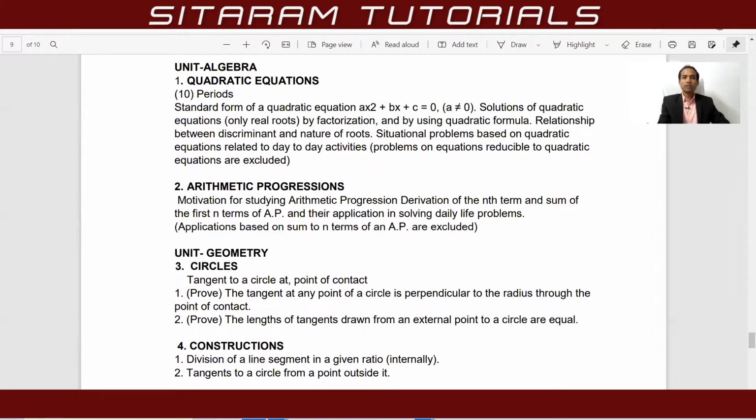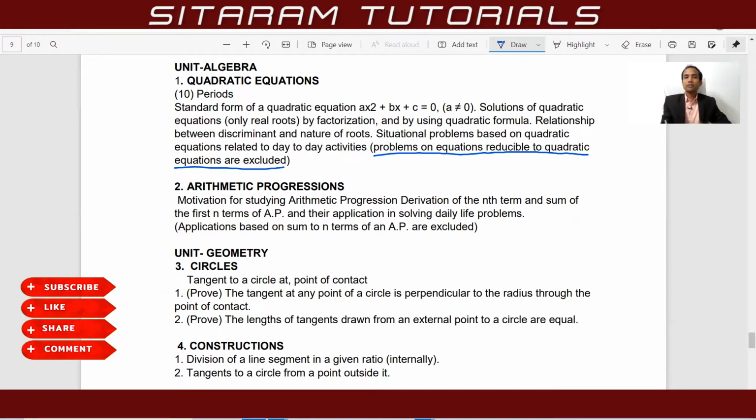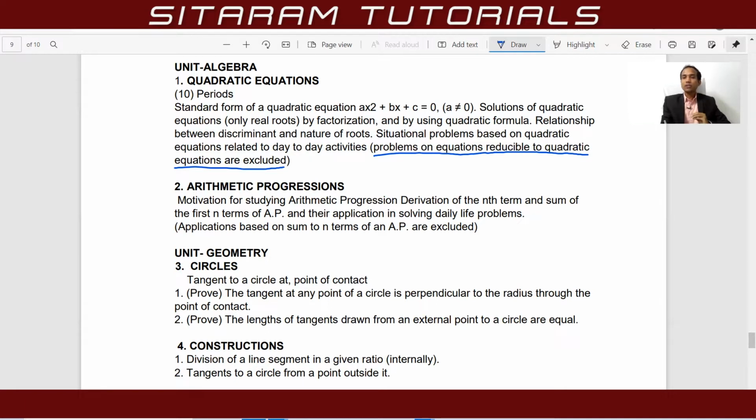First is quadratic equations. In this quadratic equations, 2 topics are not going to be there for the exam. 2 topics are deleted. First is problems on equations reducible to quadratic equations are excluded. This is one topic. And another topic which is not mentioned in this syllabus is completing square method. These 2 topics are deleted from the chapter. So any questions related to these 2 topics are not going to come for the exam.